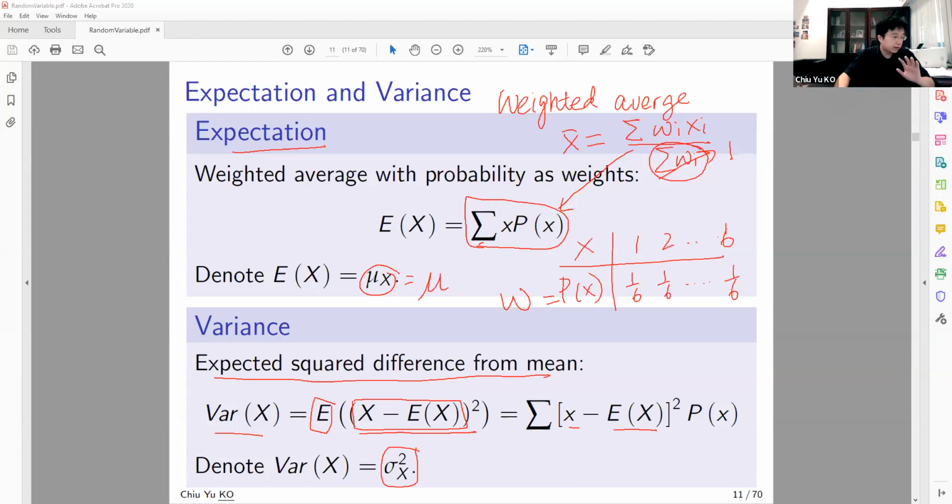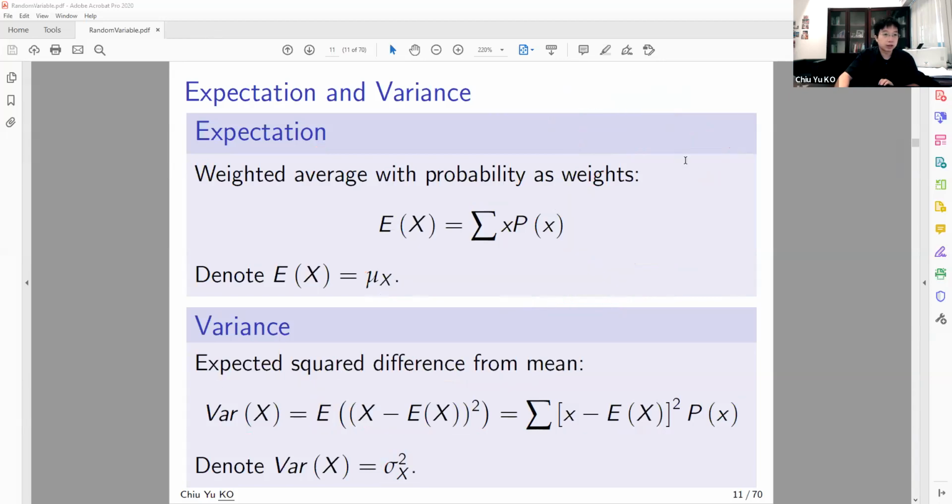So these two concepts are so important that we'll keep using them all the time. So just maybe give an example. Let's see the example. Hopefully it will become more clear.